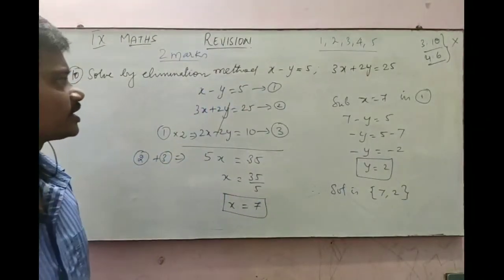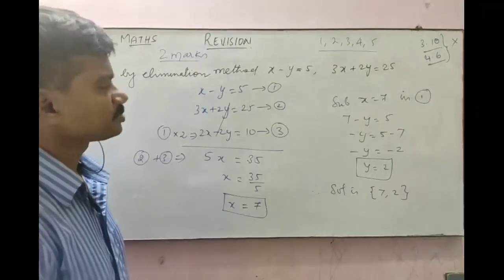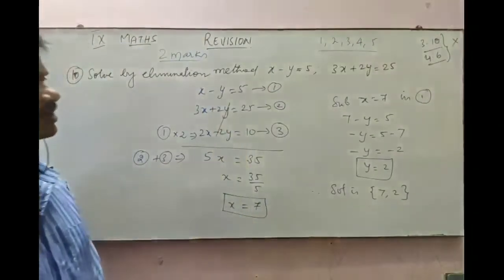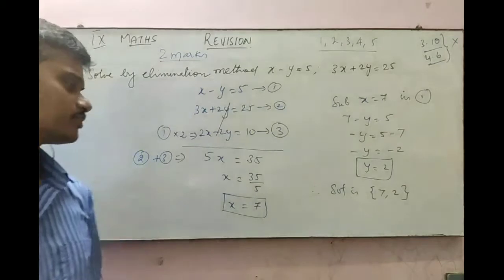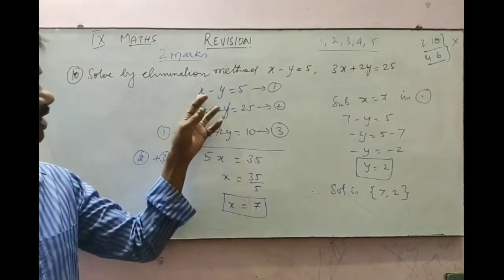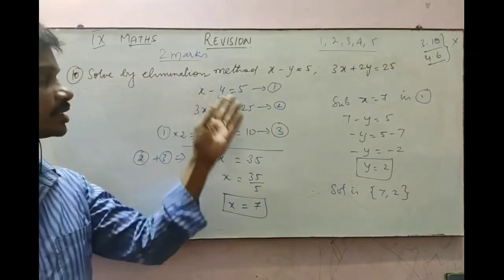So this is the elimination method. First you have to eliminate any one of the variables from those two variables and then find the value of x and substitute the value of x in any one of these equations. You will get the y.